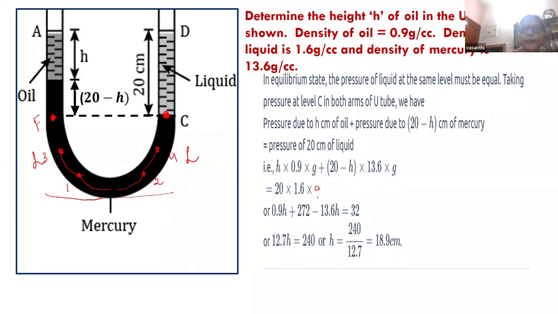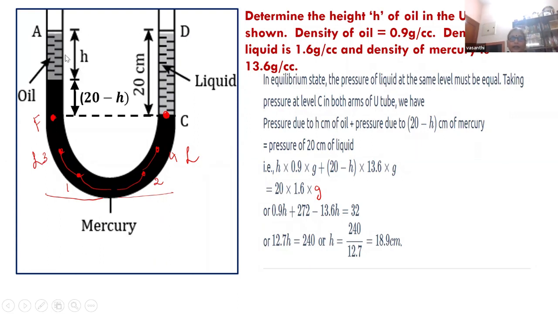So, you know that pressure is given by the formula h rho g. So h into the density is 0.9, h rho g plus 20 minus h into 13.6, the density of mercury, into g, that is equal to the pressure due to 20 centimeter of liquid column, 20 into 1.6 into g. If you simplify, you are getting h as 18.9, so this one h is 18.9 and 20 centimeters.